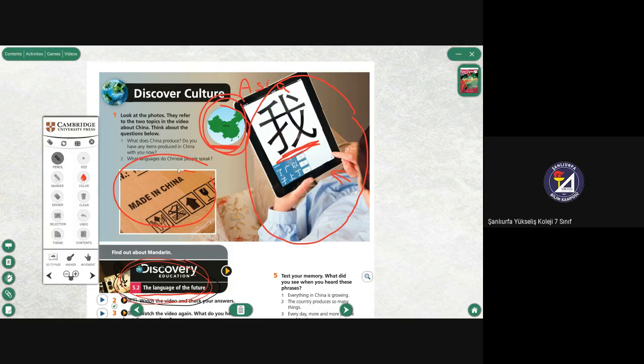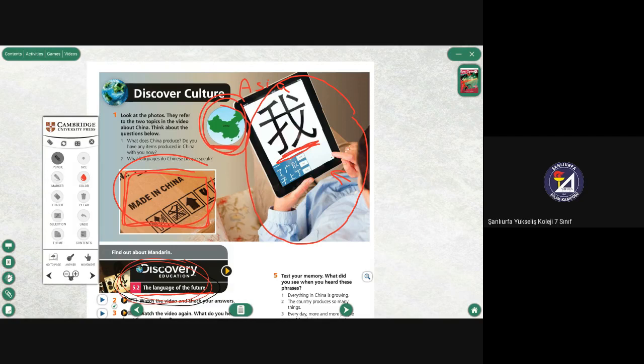Let's have a look at this picture. The third one. What can you say about this picture? Yes, I'm waiting for your answers. Okay, this is a piece of carton and there is an expression on it, made in China, expression on a carton. So, our lesson is about China.